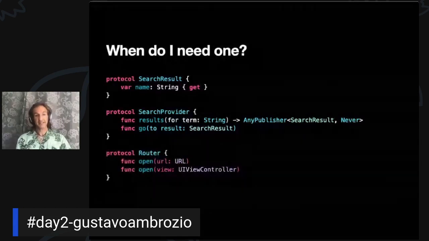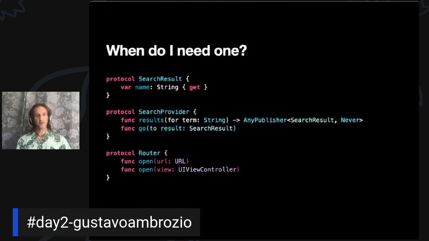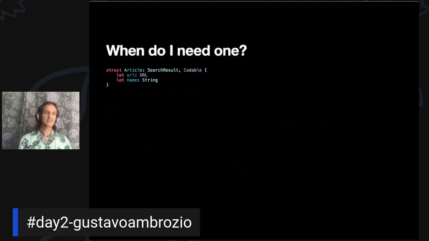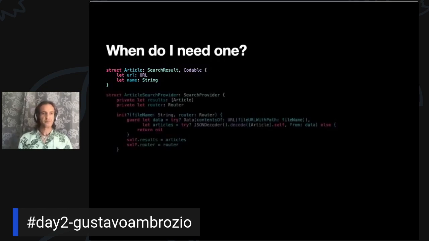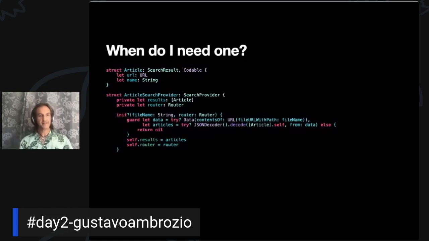Let's say that a router has at least these two methods, to open a URL and to open an arbitrary view controller. We're going to see how these are used. Let's see an example: articles. We have articles in our app that we show our users. An article is going to have a URL and a name. It implements SearchResult. So the way that we implement the search provider for this case, we can create a struct.